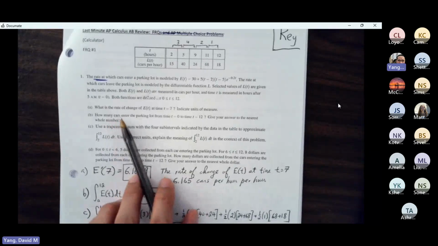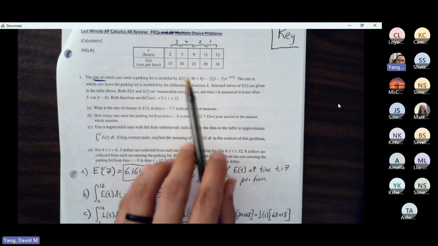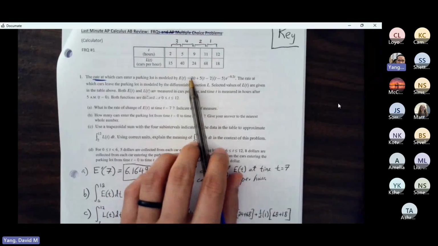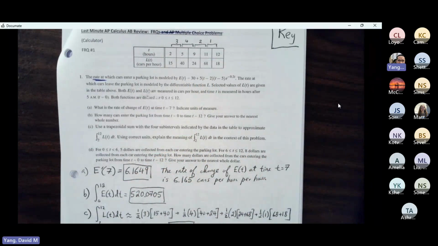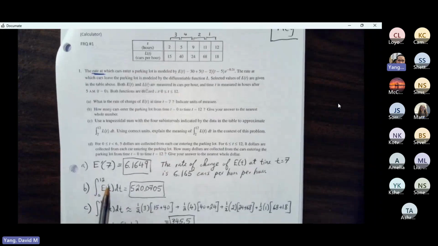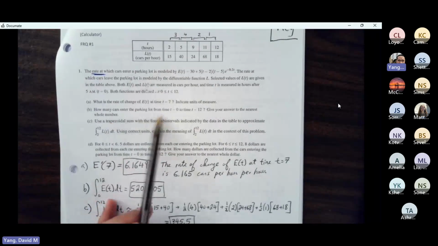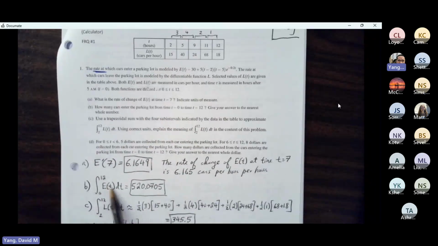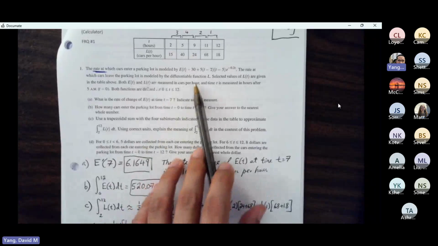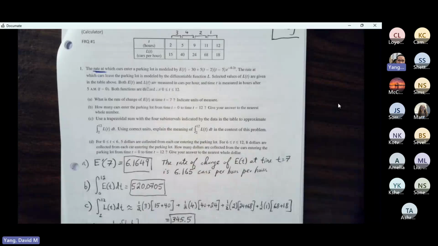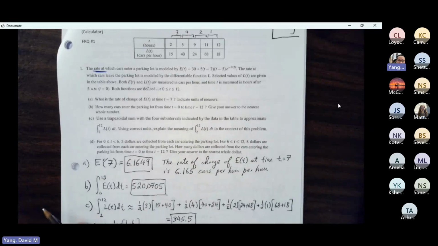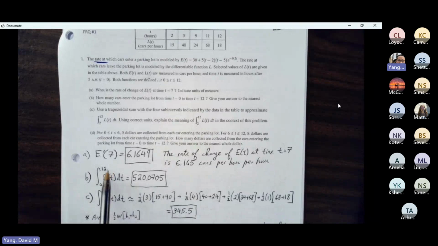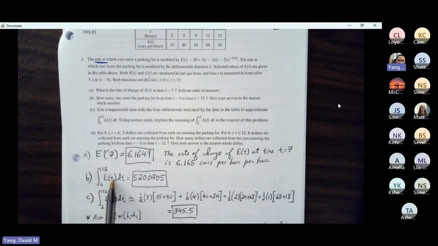Okay, part B. How many cars enter the parking lot? So again, we're just working with E of T. We still aren't concerned about how many cars are leaving or how many cars are in the lot. We just want to know how many have entered. So all we need is E of T to help solve for part B. Between times 0 and 12, that's pretty straightforward. We want to accumulate this rate over the course of the 12-hour period. So anytime we want to change units, we're going to take, in this case, the antiderivative. This will bring us from cars per hour up to the number of cars, so around 520 cars.